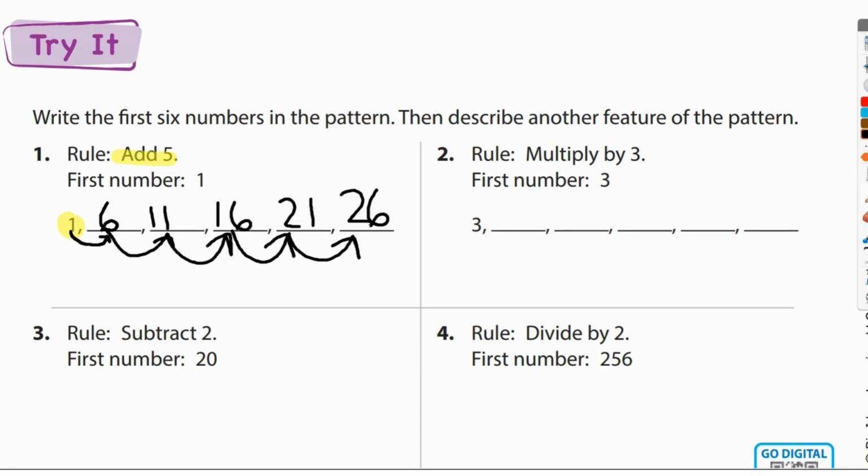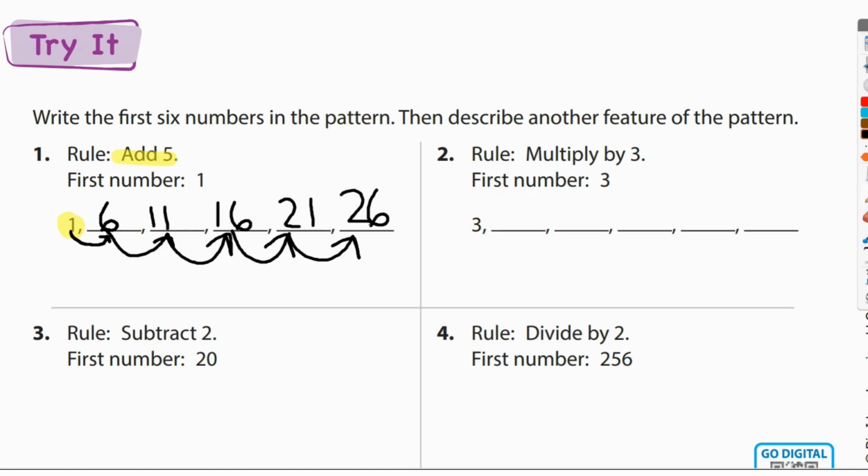Every number is adding 5. As soon as you get a number, the rule starts all over again. You don't start back at the first number. You always start with the number you get. So let's take a look at question 2.